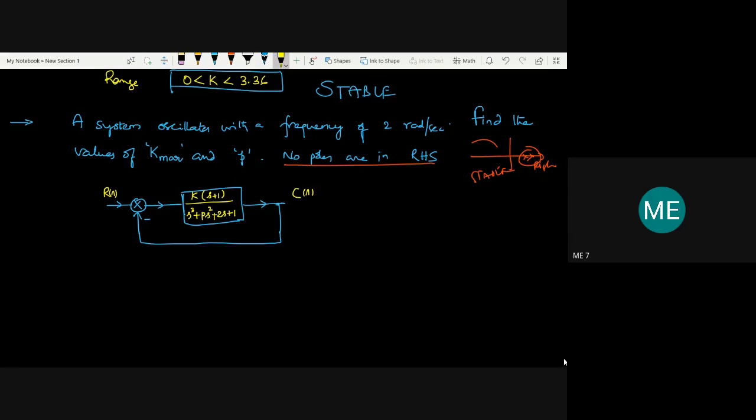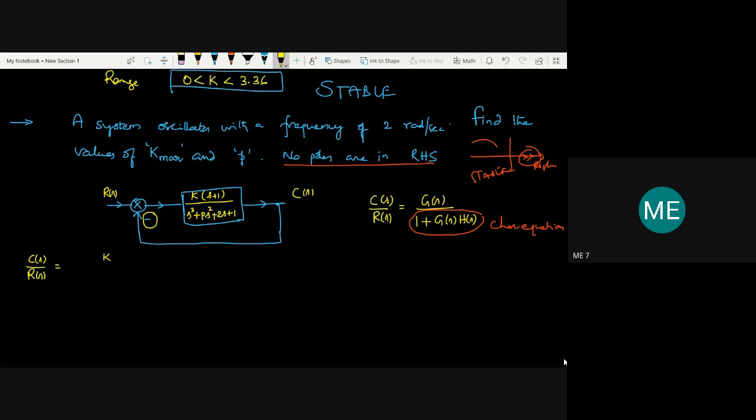So for this loop, we know the closed loop transfer function: C of s by R of s is equal to G of s by 1 plus G of s into H of s, since this is a negative feedback system. H of s is anyhow 1. The denominator that you get here is called the characteristic equation. So first find out C of s by R of s. According to the formula, what is it?